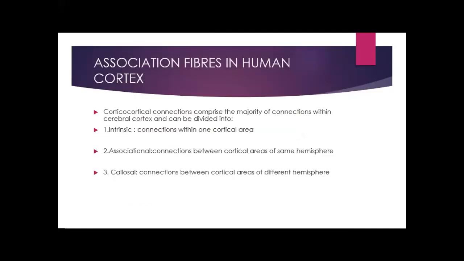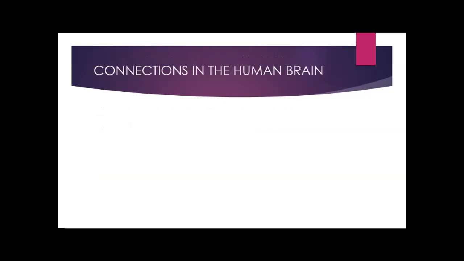The association fibers in human cortex, the cortico-cortical connections comprise the majority of connections within the cerebral cortex and can be divided into intrinsic, which are connections within one cortical area, associational, connections between cortical areas of same human hemisphere, and callosal, which are connections between cortical areas of different hemispheres.